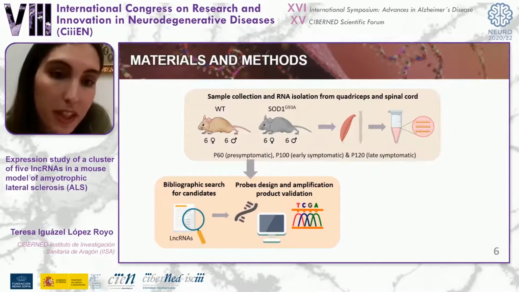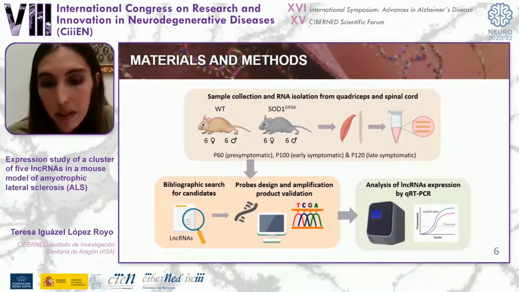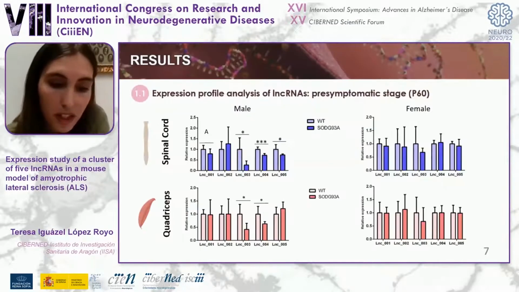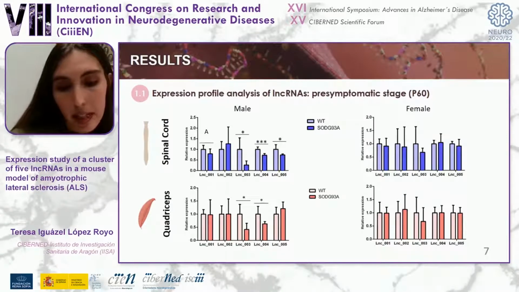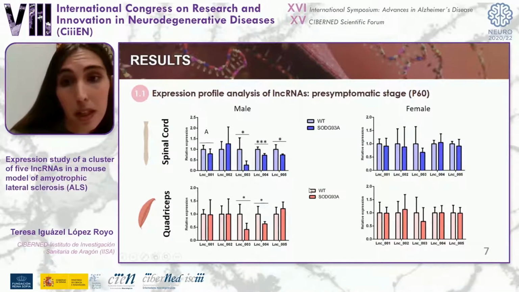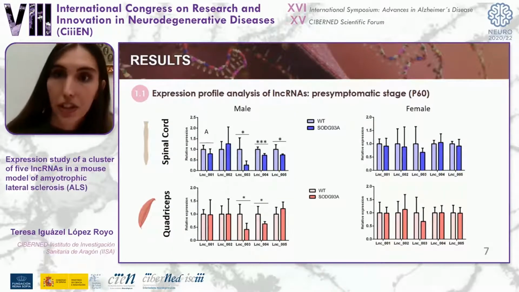We did the probe design and the validation of the amplification product-based sequencing, and later we did the analysis by real-time PCR. Results show significant expression differences between SOD1 and wild-type males in these mice as soon as 60 days. If you look here in females, we cannot see any differences. Probably this is due to the fact that females in this mouse model usually develop the disease later than males.